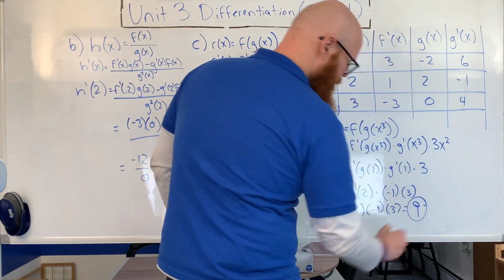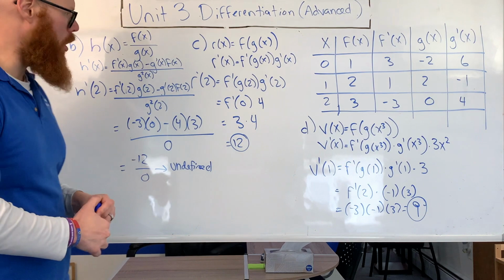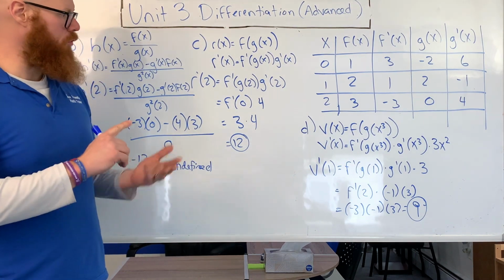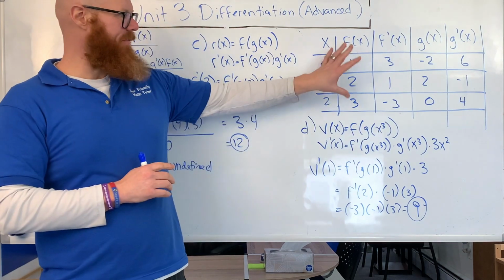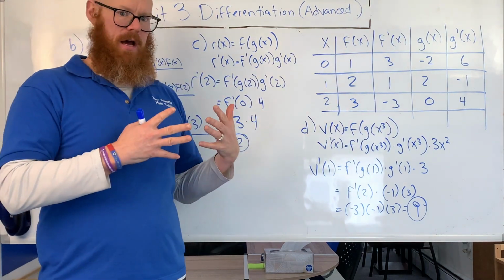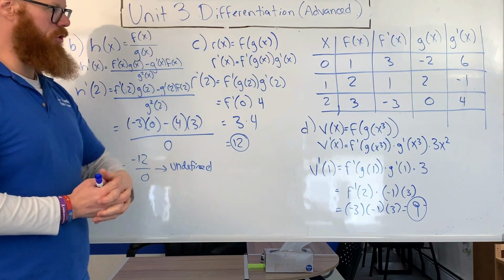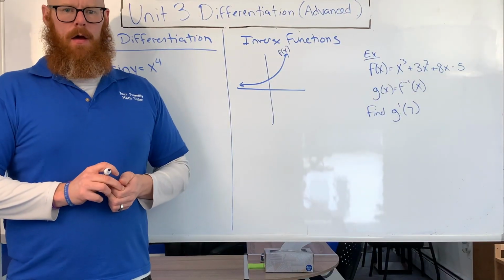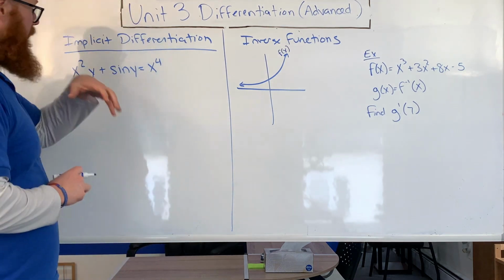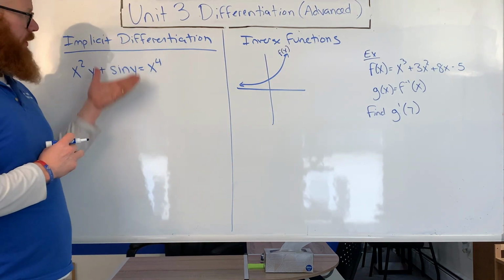All right, so that's how we use all of the rules: product rule, quotient rule, chain rule, when we're not given actual functions, but we just have a table of values. You'll see several different problems like this when you're getting ready for the AP test. All right, so the next thing we're going to take a look at, the next major rule, is implicit differentiation.